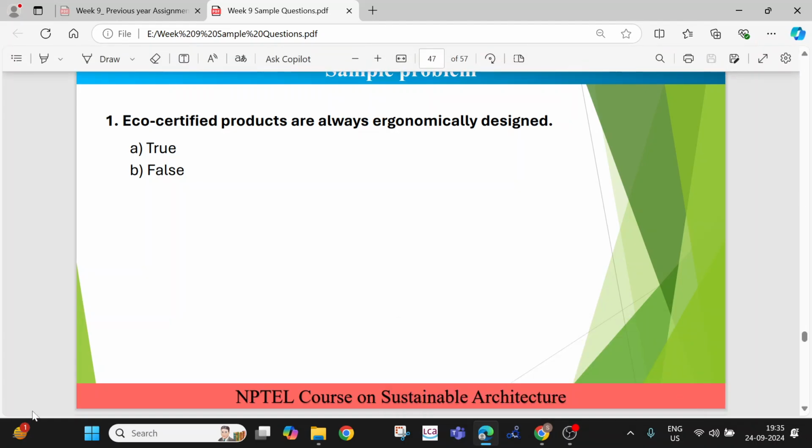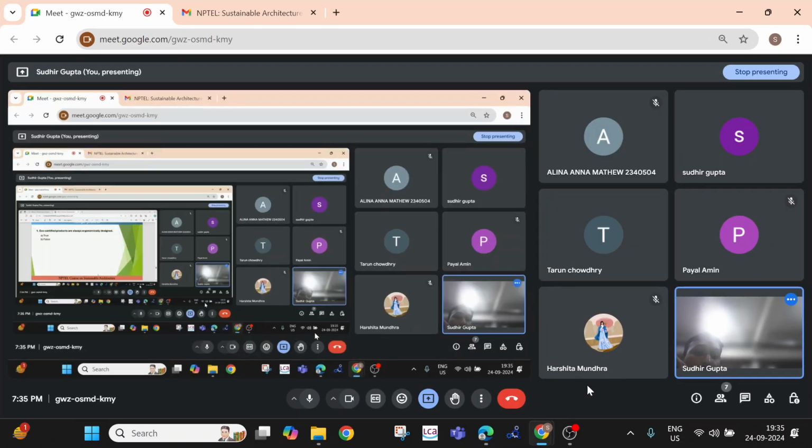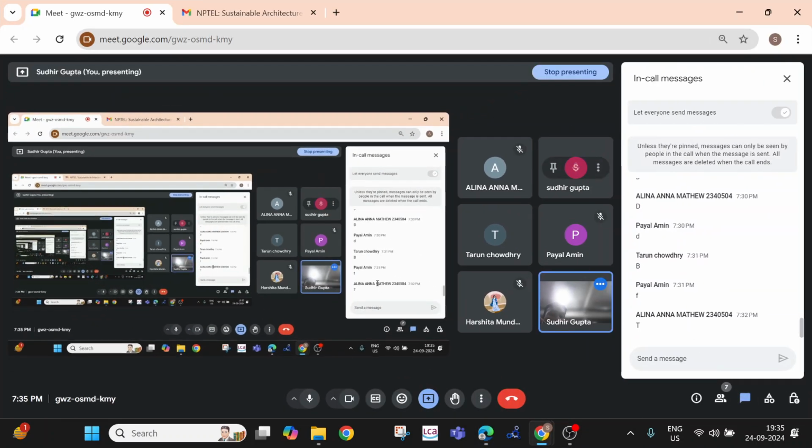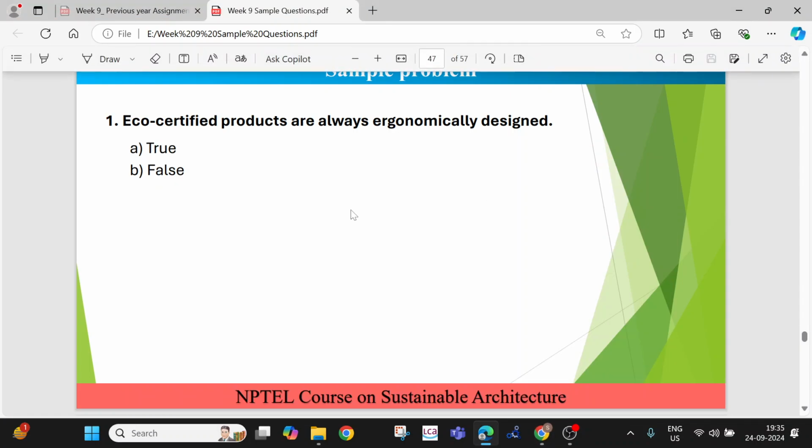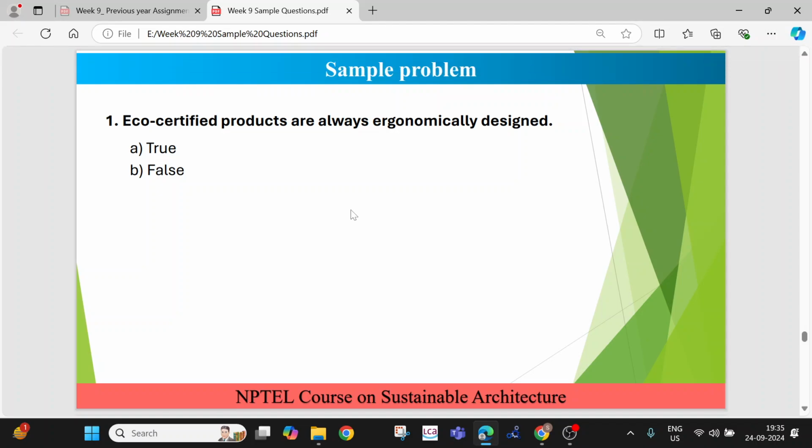Who has answered it correctly? Let me see. So Payal and Tarun have answered it correctly. Can you explain why you have answered it correctly, or why it is false? Payal, are you there? Yes, sir. So can you explain to others why you have marked it false?